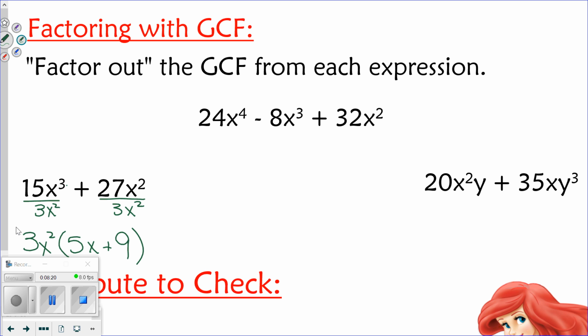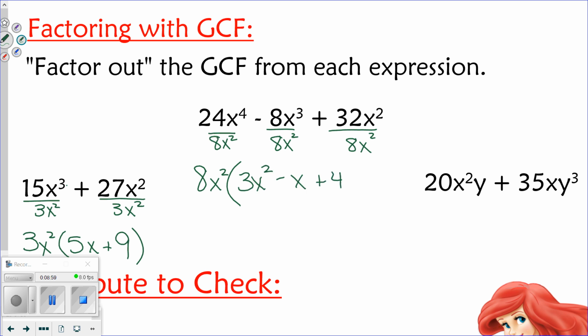All right, 24x to the 4th minus 8x cubed plus 32x squared. What is the biggest number that goes into all of them? Ooh, good. A lot of times people tell me 4. It is 8. And how many x's can I take? X squared, because they all have at least 2 of them, right? You have to be able to take it from all of them. So again, divide out the 8x squared. And what do we have left? Very good.